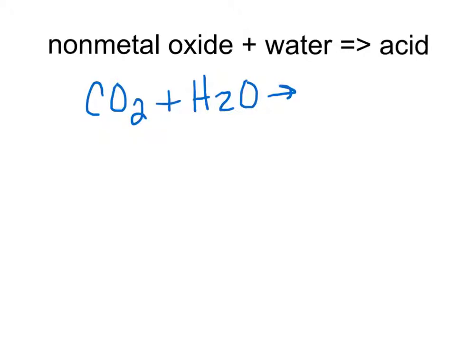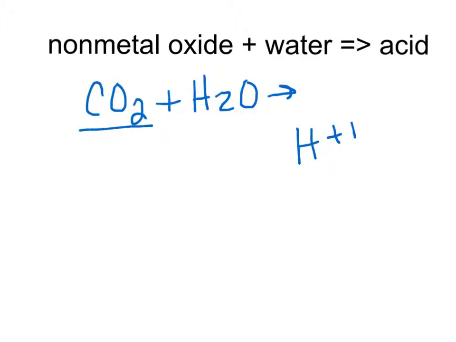Reaction set 3 will contain the last two types of synthesis reactions. In this first type, a nonmetal oxide plus water will form an acid. Remember, acids always start with H+. Nonmetals are everything to the right of the zigzag line, so things like carbon and sulfur and nitrogen. So in this case, we're going to make an acid with these reactants.